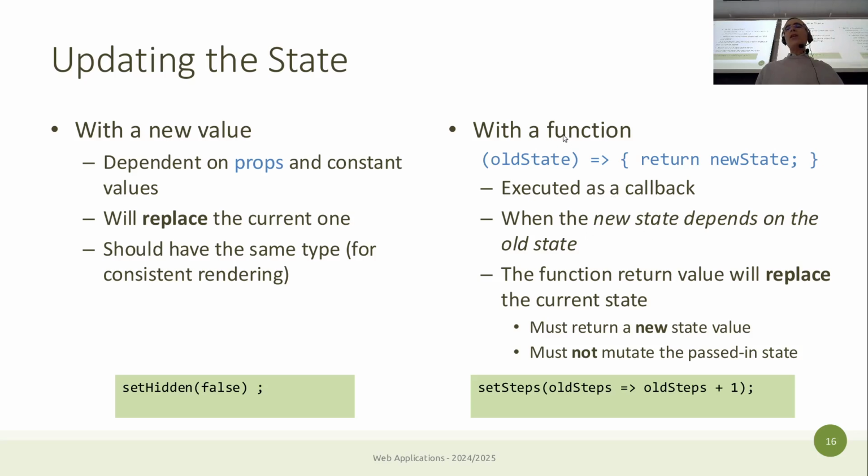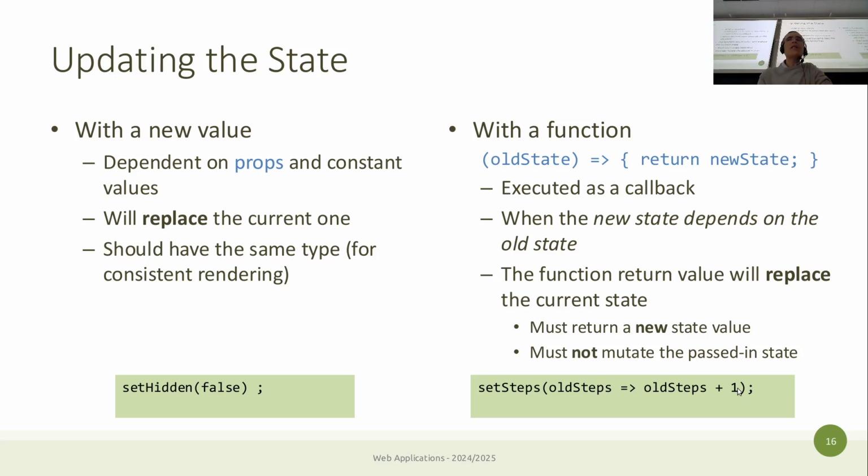It is to be used when the new state depends on the old state. The function that we pass should return a value that will replace the current state. It must return a new state value, and it must not mutate, so change, the passed-in state parameter. Actually, you can do that, but it has no effect. So it's useless. Let's not do it, so we are not confused. So, this is an arrow function, because it's so convenient to write arrow functions, right?